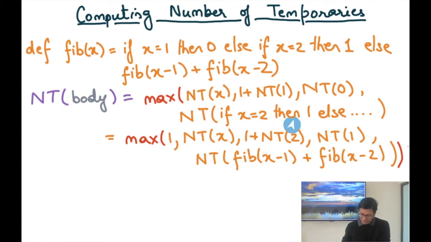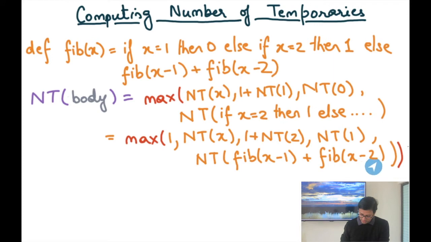So this is yet another if then else, so we use the same rule. E1 is x, E2 is 2, so NT X, 1 plus NT2. E3 is 1, so NT1, and then NT of whatever is the remaining body, which is NT of fib x minus 1 plus fib x minus 2, the remaining body, E4 of the if then else. Now once again, NT X is 0, NT2 is 0, and NT1 is 0. So this becomes max of 1 comma 0 comma 1 comma 0, which is again 1.